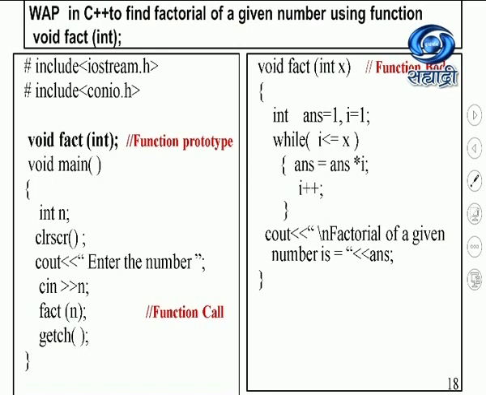So we have to write the function prototype at the beginning, which will tell what is the function name, the arguments and the return type. Function call is actually when I want to call the function, and then function body is the actual definition of what should happen inside the function or what that function should do.